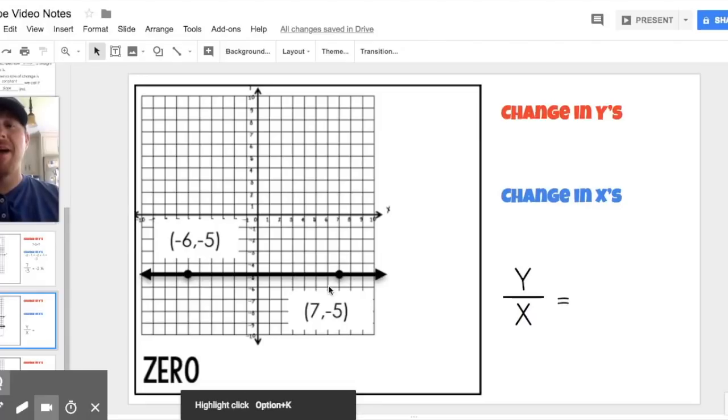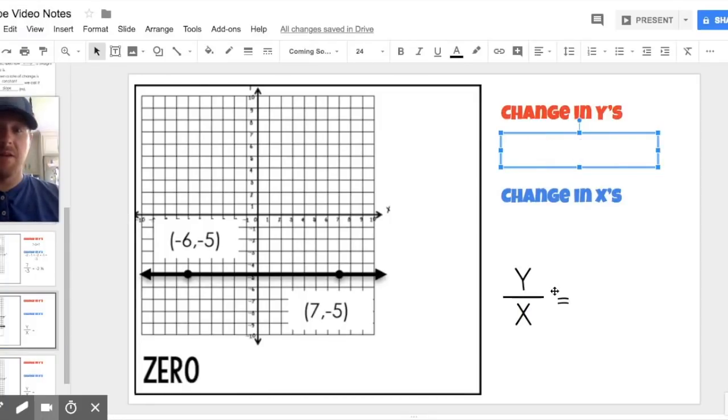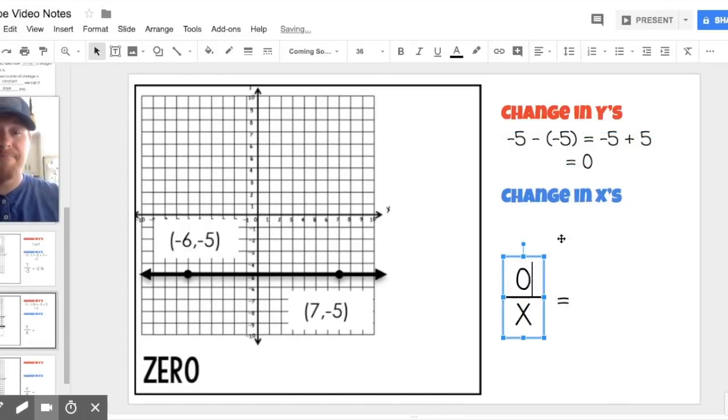So now let's talk about if our line is straight like this. We call that a 0 slope. So we do the same thing. We do a change in y. It doesn't matter. They're the same number. So -5 minus -5 is the same thing as -5 plus 5. And of course, these two cancel each other out, and so we get 0. So our change in y is 0.